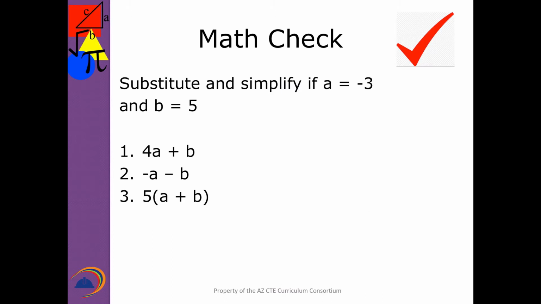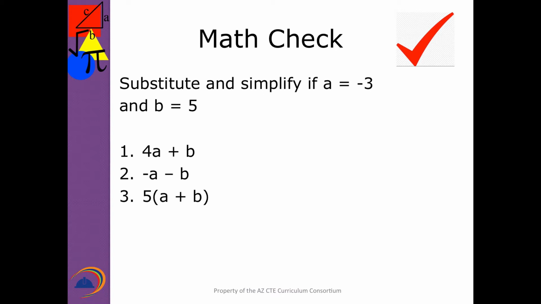Welcome back. Let's do a math check. All right, I want you to substitute into the following three expressions when A is equal to -3 and B is equal to +5. Teacher, pause the video, have students work the three problems on their note taker, and then compare with their partner, and I'll meet you back here in a minute.